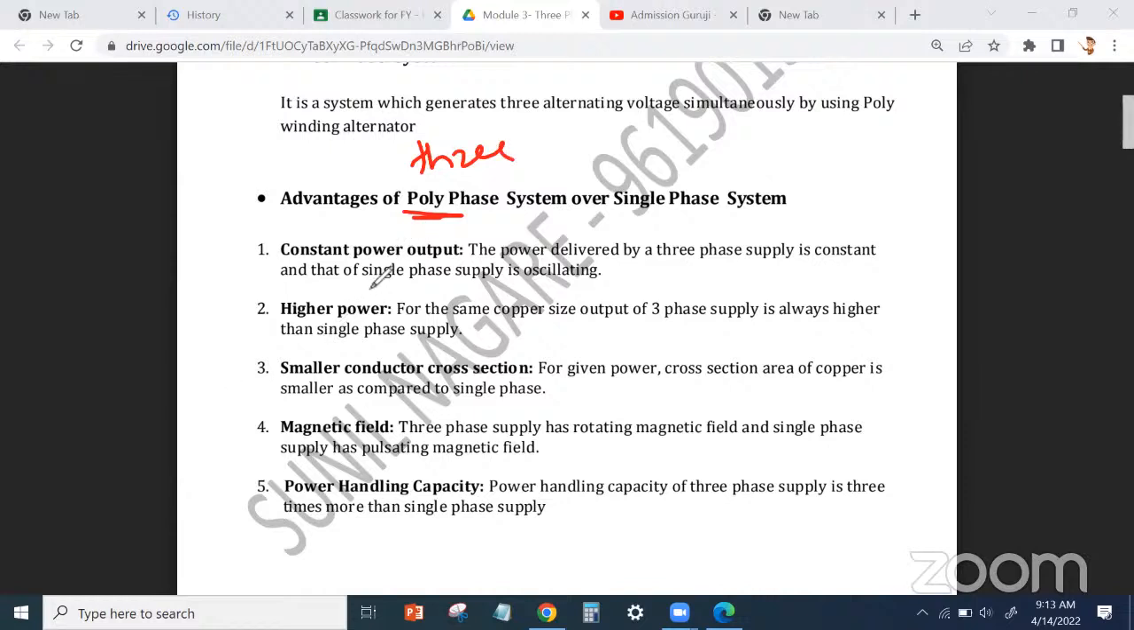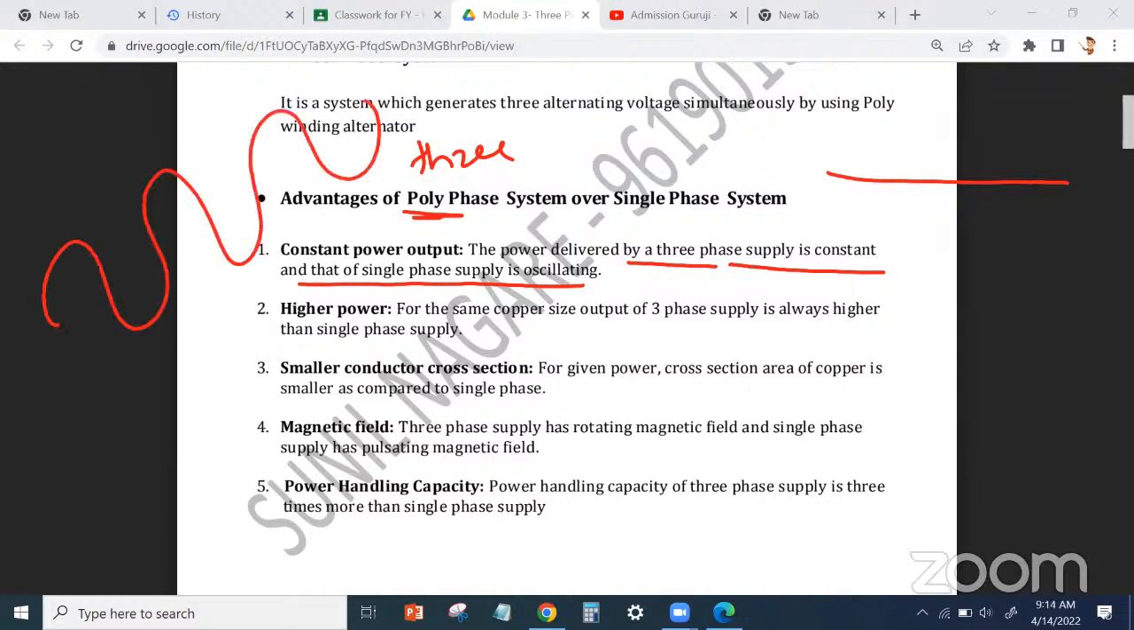So what is the first point? It provides the constant power. It provides the constant power output. मतलब the power delivered by the three phase supply is a constant, and that of the single supply is oscillating. तो जो power three phase supply delivered करता है, that is a constant. Single phase में जो कुछ generate हुआ, that is oscillating. That is the first point.